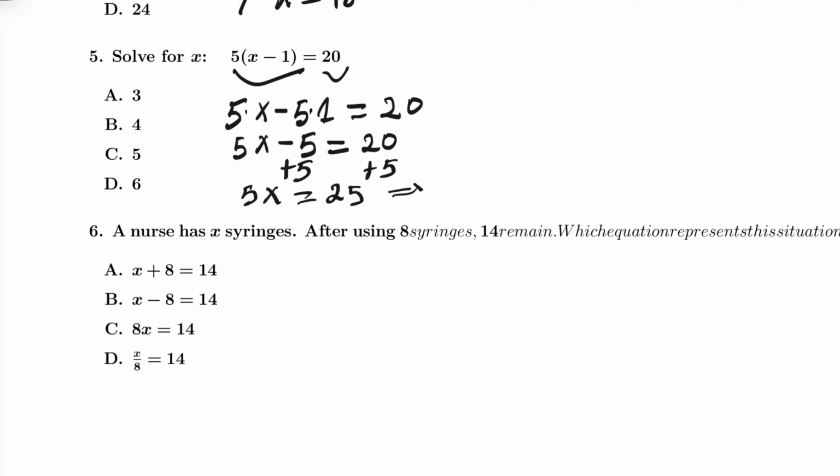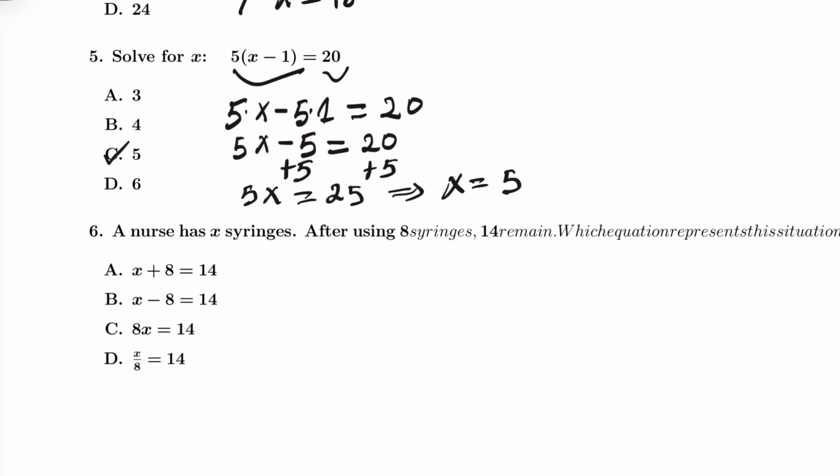So this means that 5 is multiplied to x, right? We have to divide because the opposite of multiplication is division. So we divide both sides by 5. You already know the answer is equal to 5. So the answer here will be C.